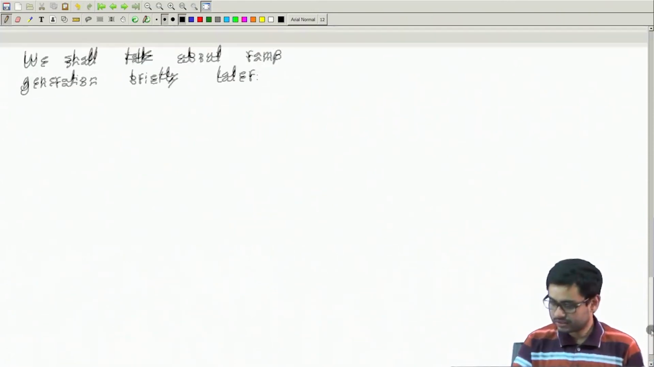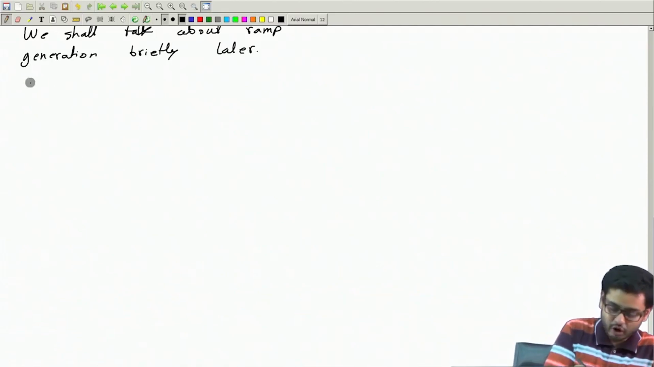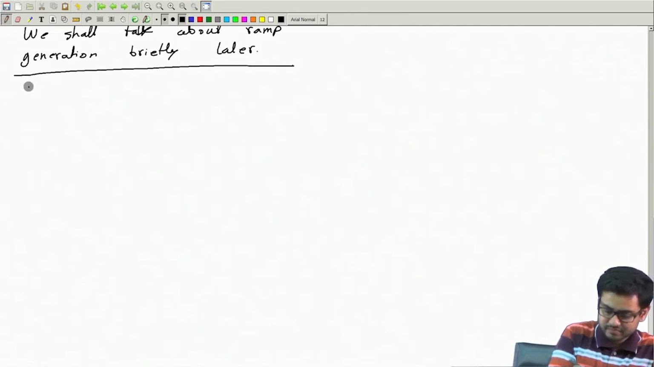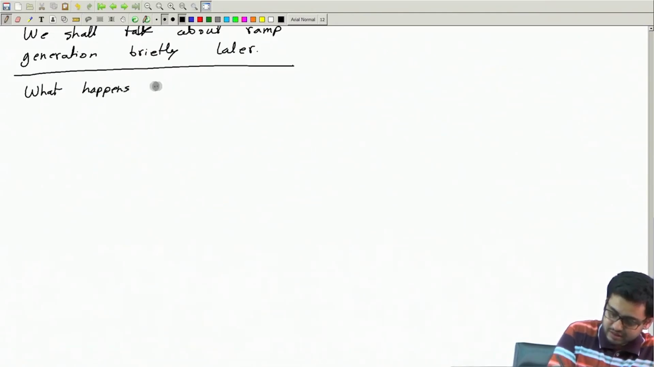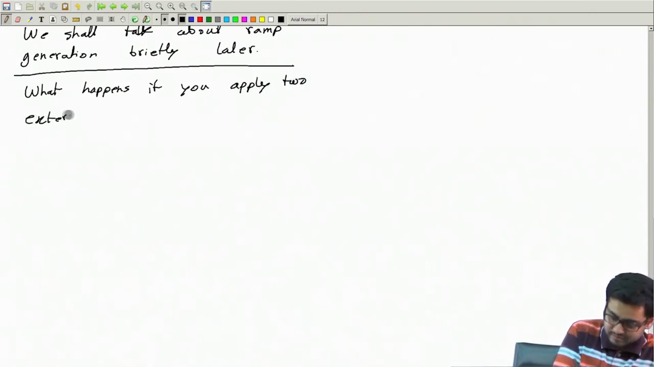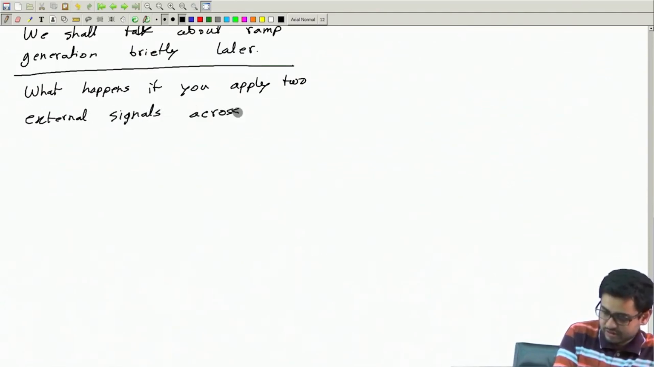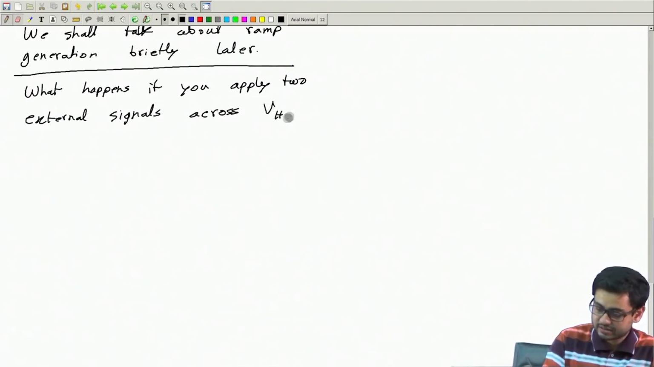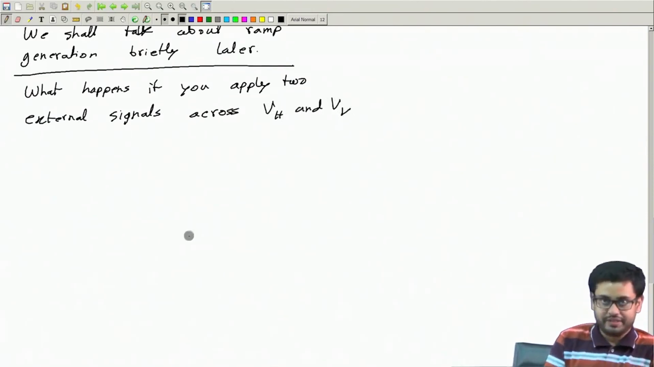Okay, but before that, let me just talk about another interesting thing, which is what happens if you apply two external waveforms or signals across VH, the horizontal deflecting plate, and the vertically deflecting plate. What happens if you apply two voltages from outside?